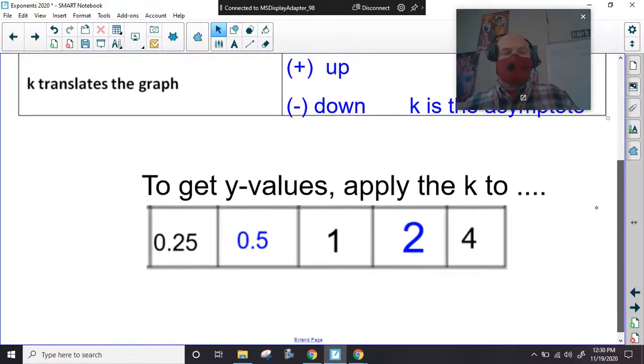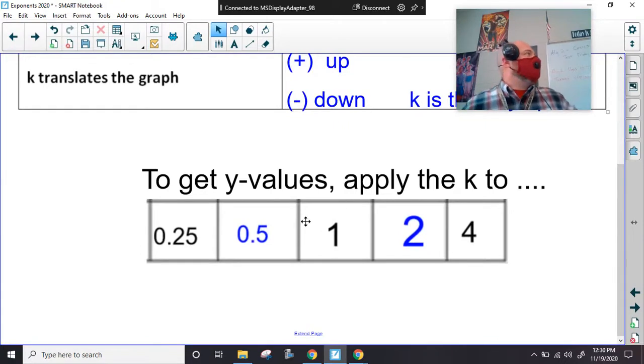All right. And to get the Y values for when you do something, you just apply K to this. Like if it's plus K, you add that K value to all of these. Okay. If it's minus, you subtract it from all of these. Okay. That's when we're dealing with this stuff right here.